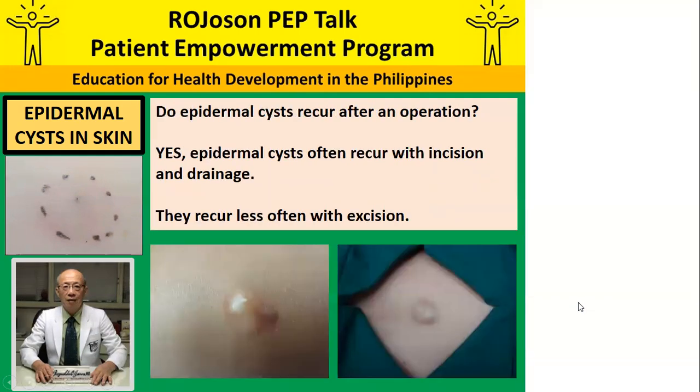Do epidermal cysts recur after an operation? Yes. Epidermal cysts can, or often, recur with incision and drainage, the type of operation in which there's a small incision and then the capsule is not removed. Now, if an excision is done, it can recur, but it recurs less often.